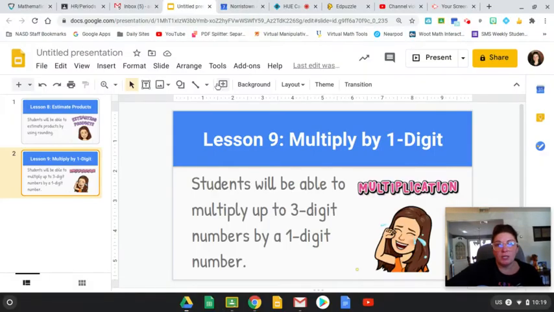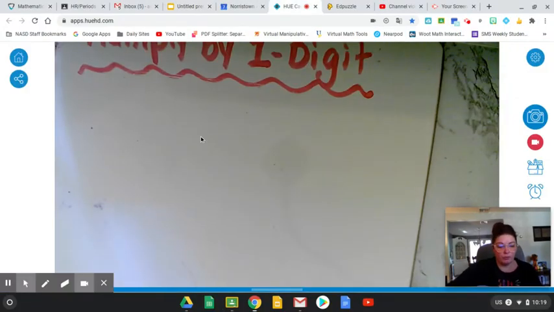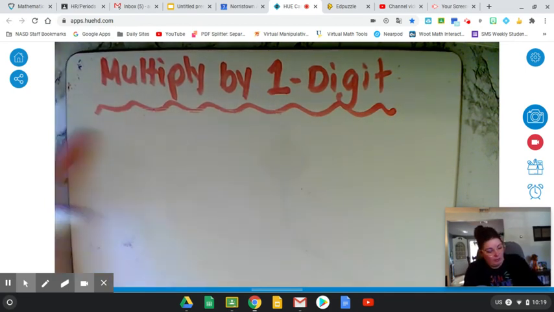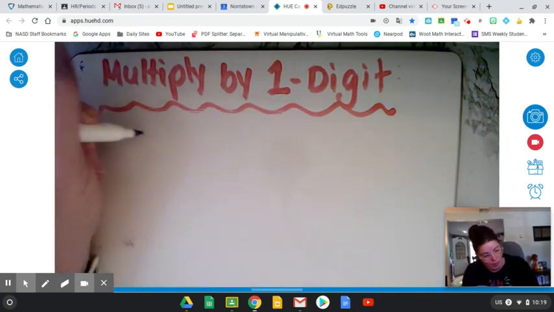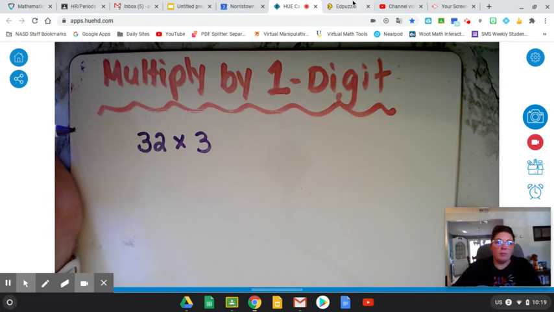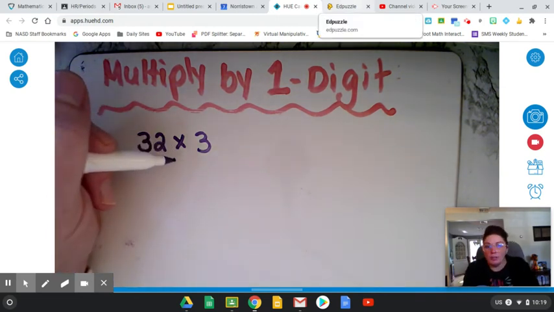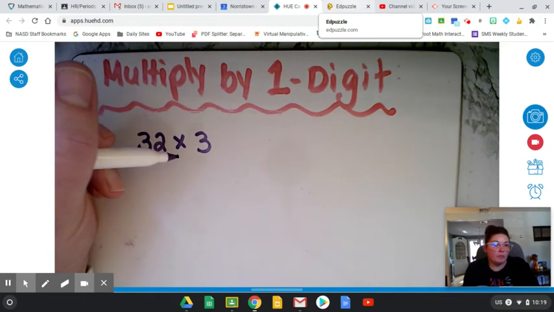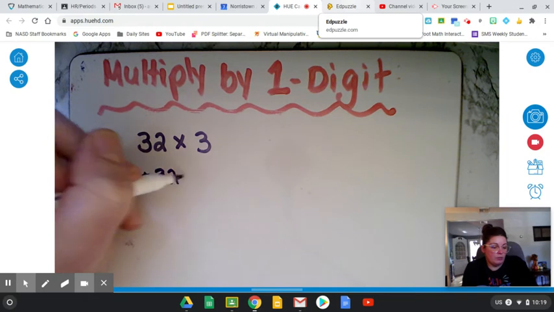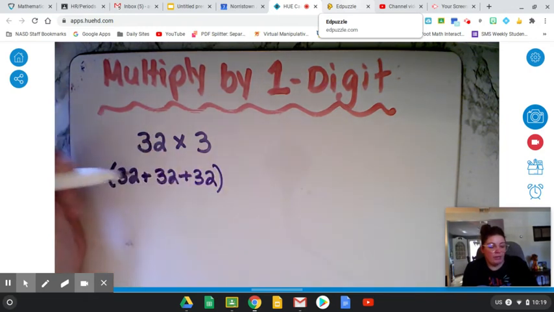So you should have studied this lesson a little bit last year in 4th grade, but we're going to review it and then maybe take it to the next level. So let's start out with a fairly simple problem. 32 times 3. Now remember that multiplication is really repeated addition. So 32 times 3 is the same thing as 32 plus 32 plus 32. We're adding 32 3 times. And you might figure it out that way.